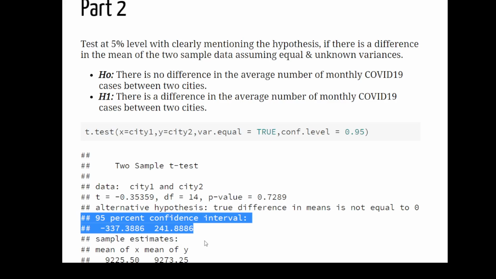Now, that's the first part. There's a lot going on there. Since the p-value is 0.7289 and it's significantly greater than 5%, 0.05, there is insufficient evidence to reject the null hypothesis H0. Thus, we have no evidence to suggest that the means are different between the samples, City A and City B. There's nothing to say that one is better or worse than the other.